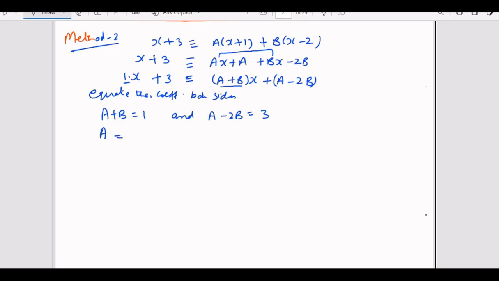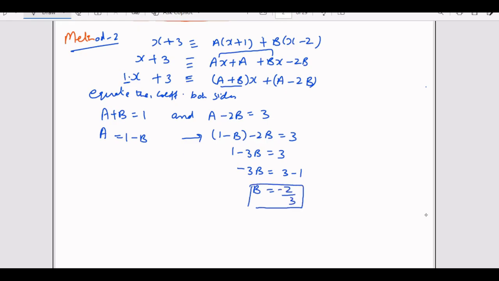I am taking here a equals 1 minus b, then I will substitute this value here. So a is 1 minus b, minus 2b equals 3. So 1 minus 3b equals 3. So then we have negative 3b equals 3 minus 1, which is 2. So b is 2 over negative 3, so we got the value of b as negative 2 over 3, and for a we substitute back this value, b is negative 2 over 3, which gives us a is 5 over 3. So we got the values of a and b.